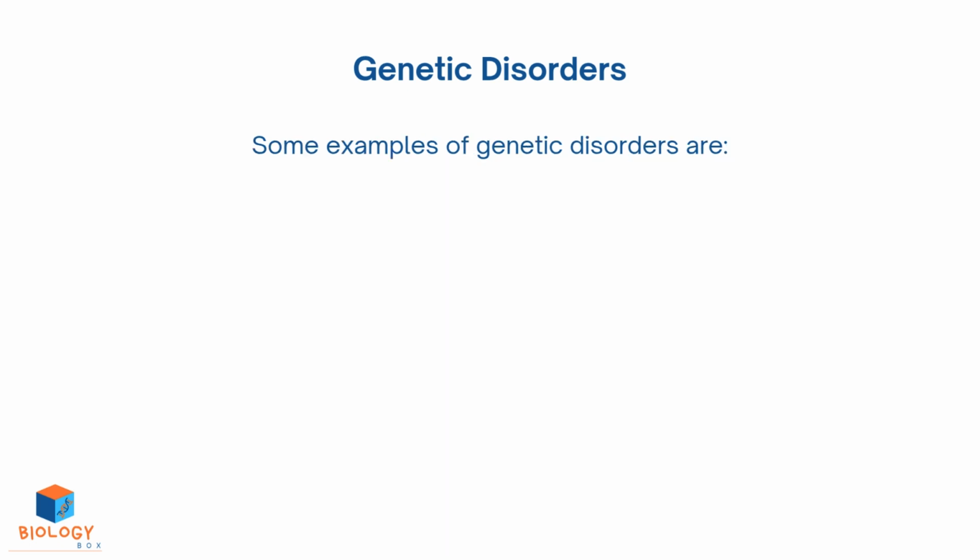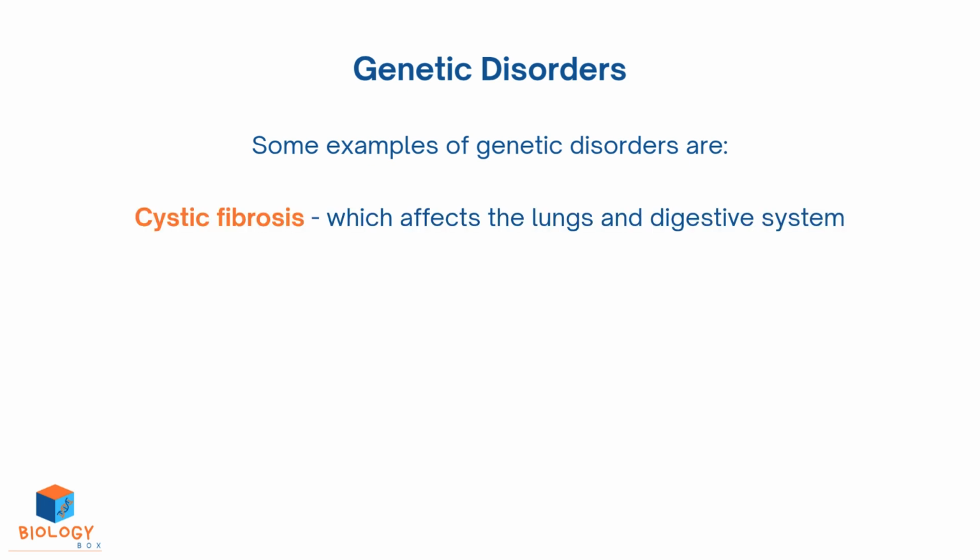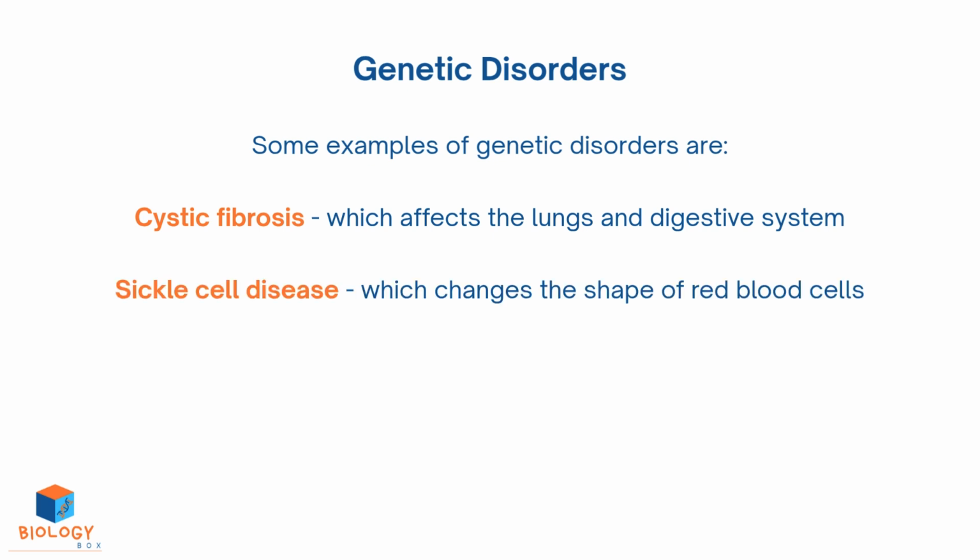Some examples of genetic disorders are cystic fibrosis, which affects the lungs and digestive system; sickle cell disease, which changes the shape of red blood cells; hemophilia, which affects how your blood clots.